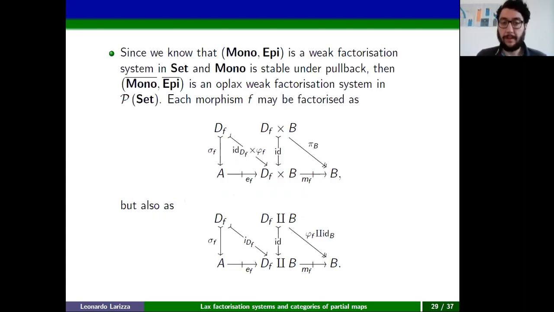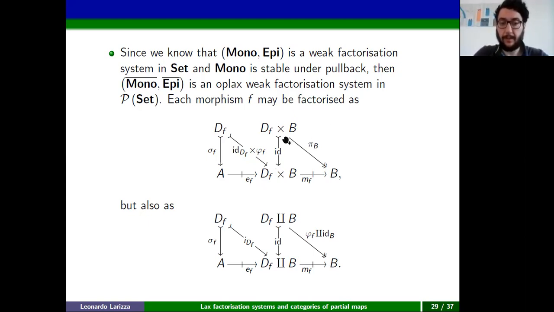Moreover, we know that (mono, epi) is a weak factorization system in Set, and of course, mono is a stable class of morphisms under pullback. Then we can build mono bar and epi bar, and it is a no-lax weak factorization system in P-set, the category of partial maps among sets. And in particular, we build from any factorization of f among sets a factorization of Pf, sorry.